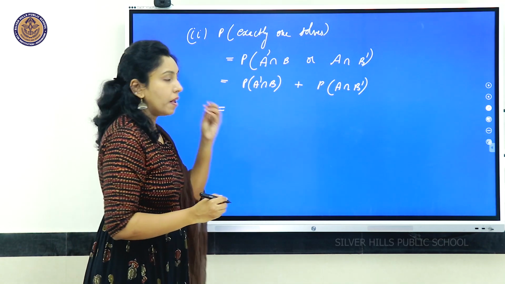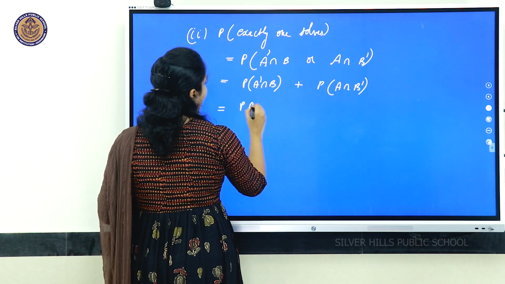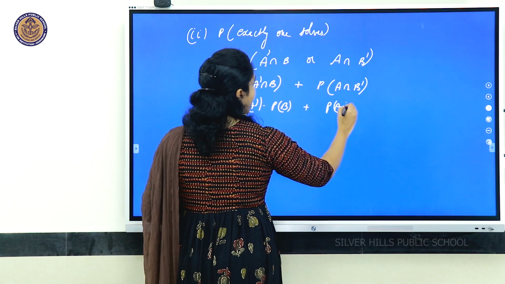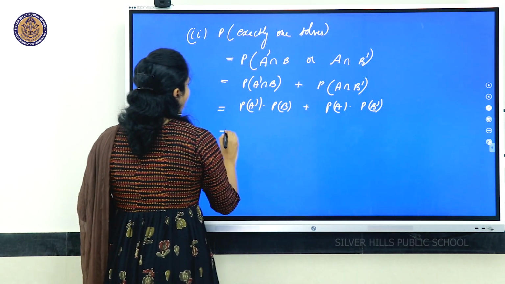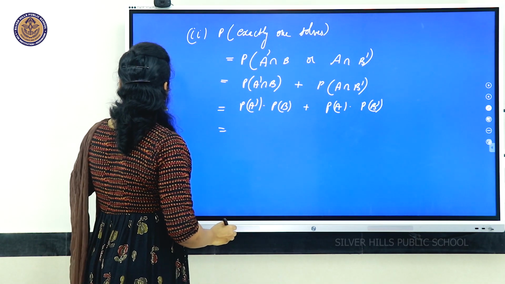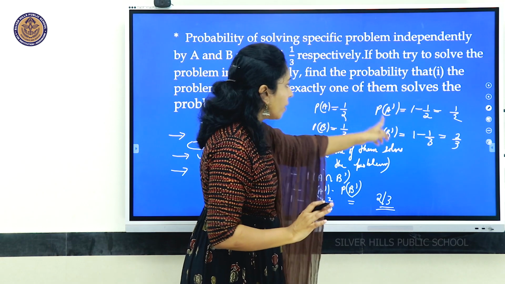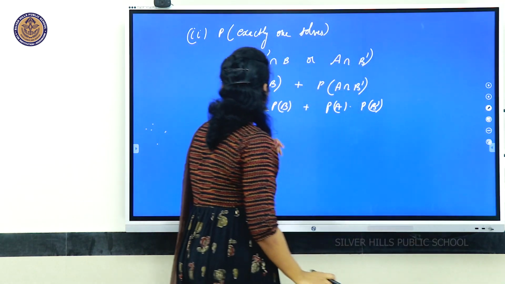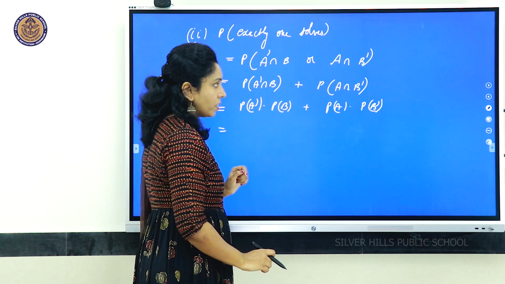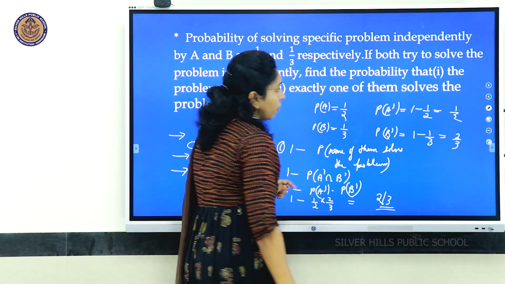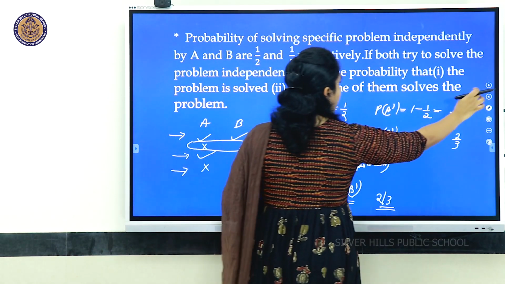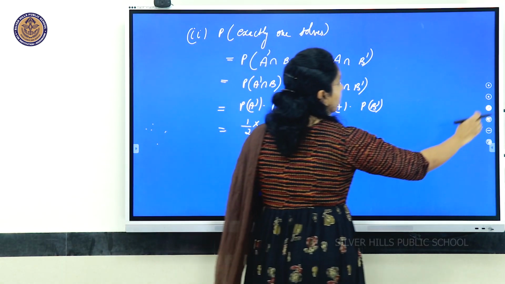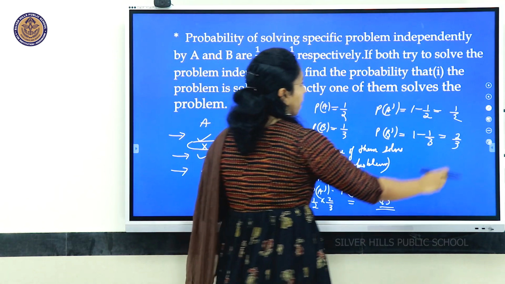Now, A and B are independent, so A complement and B are also independent. So, I can apply the property, plus probability of A into probability of B complement. All the values are available here. P of A is 1 by 2, A complement is 1 by 2, P of B is 1 by 3, B complement is 2 by 3. So, let us substitute here. This is equal to P of A complement. So, what is P of A complement's value? P of A complement is 1 by 2. So, we will substitute 1 by 2 there. 1 by 2 into, now, P of B. What is the value of P of B? P of B is 1 by 3.